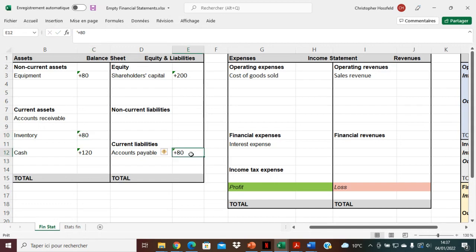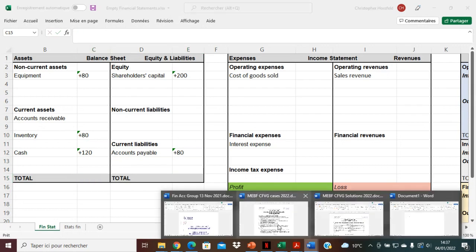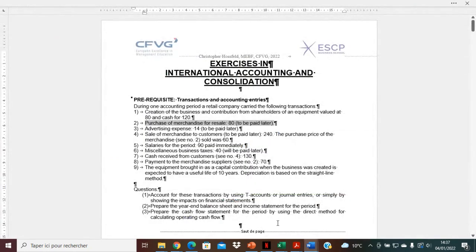Well, my balance sheet equation remains balanced. Now we have 280 on both sides of the balance sheet. So we are good. Okay. Again, if you have questions on any of these transactions, please interrupt me or ask it in the chat.